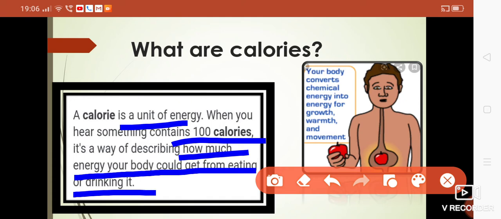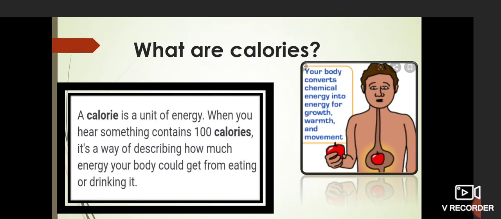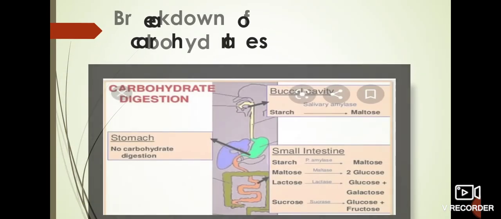To build a strong and healthy body, we need all the nutrients in correct quantities. We cannot get all the nutrients from one type of food. So we must have a balanced diet. So let's go to the next slide.